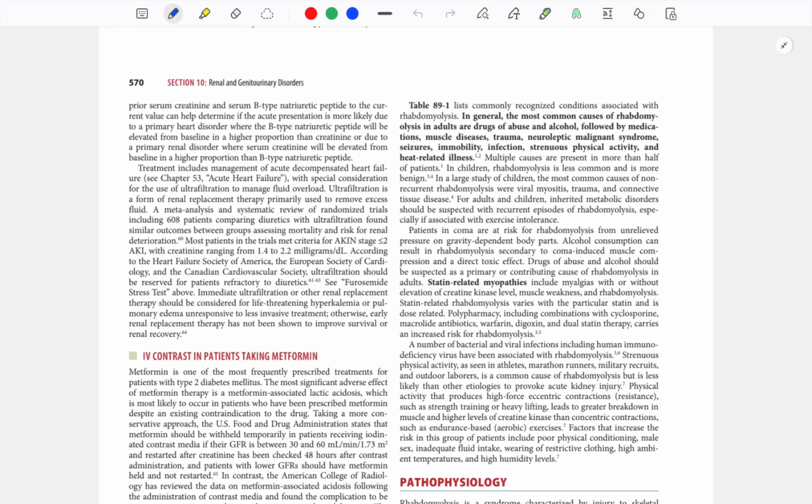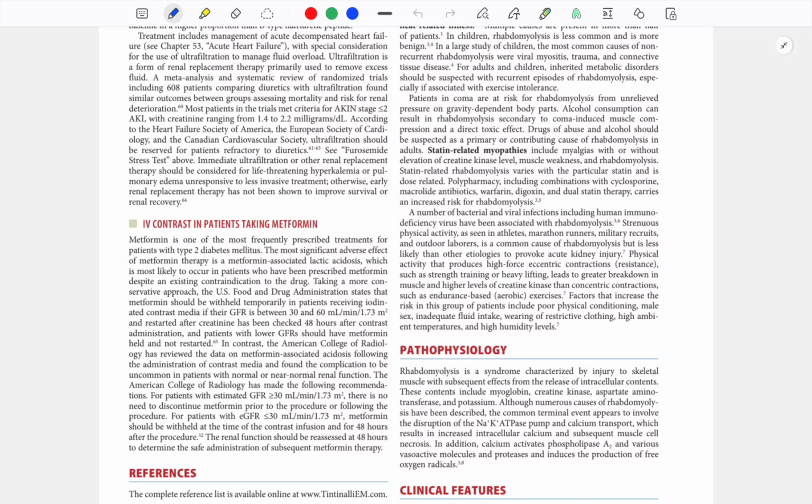It is drugs of abuse and alcohol, medications, muscle diseases, trauma, neuroleptic malignant syndrome, seizures, immobilization, infection and strenuous physical activity plus heat related illness. Statins can cause myalgia and myopathies. Increased CK level. What is the significant increase in CK level? More than 5 times of normal. So an elevated CK is more than 5 times the upper normal limit.